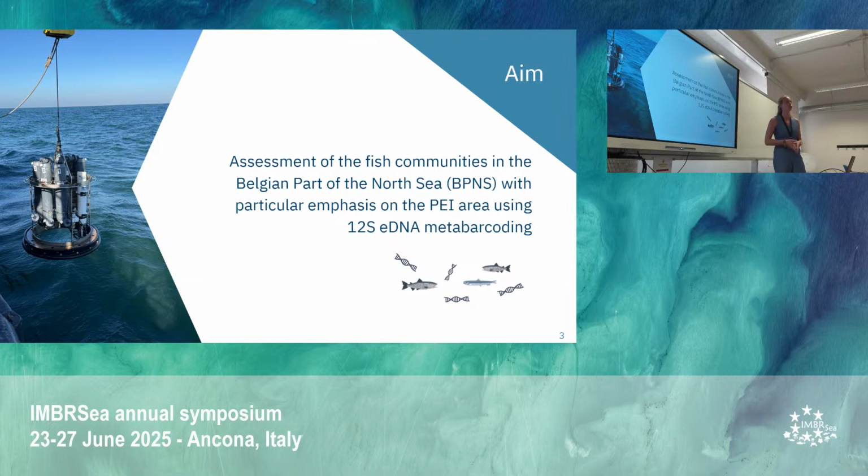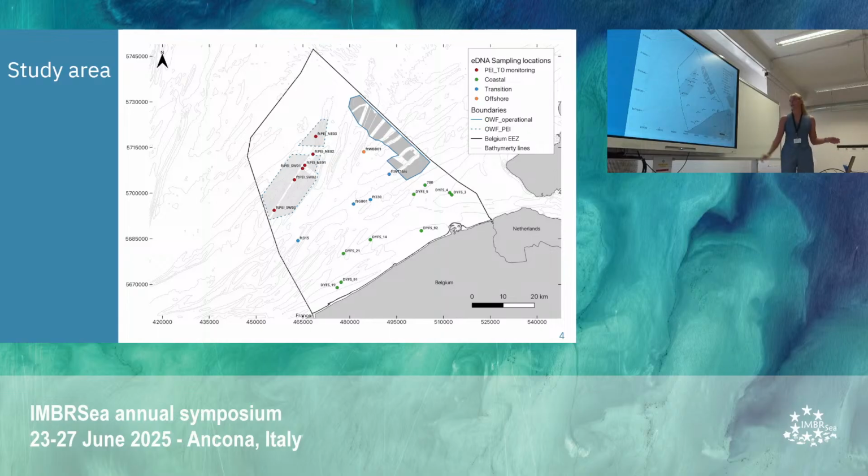So, eDNA refers to genetic material obtained from environmental samples, and in this case from seawater samples. So in this picture, you can see a carousel with Niskin bottles that were used to collect these samples. And sampling was carried out in the Belgian part of the North Sea, delineated with the black line, in September 2024 aboard the research vessel Simon Stevin. So we collected samples at 9 coastal stations, as you can see in green, 4 transition stations in blue, and 7 offshore stations with the ones in red being located in this Princess Elizabeth Island zone, as you can see in light gray. So the dark gray refers to an already operational offshore wind farm.